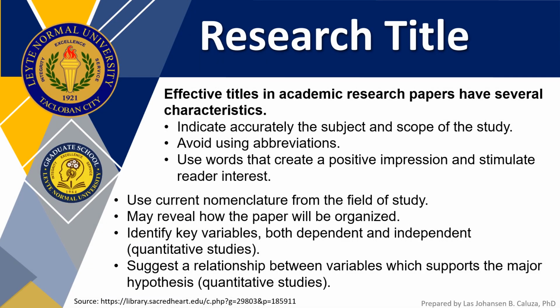Here are some effective titles, or ways of writing titles in academic research papers, which have the following characteristics. First, indicate accurately the subject and scope of the study. Avoid using abbreviations because, as we all know, your readers may not know what those abbreviated terms mean. Use words that create a positive impression and stimulate reader interest. Also, use current nomenclature from the field of study. It may reveal how the paper will be organized.